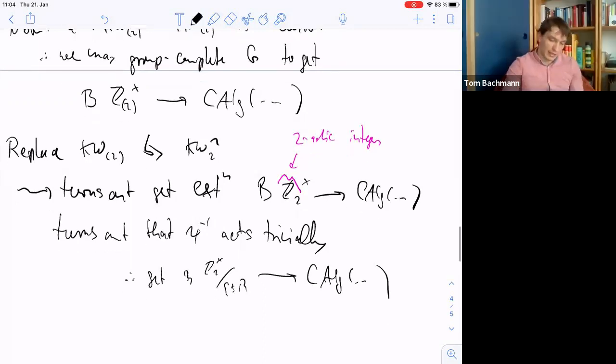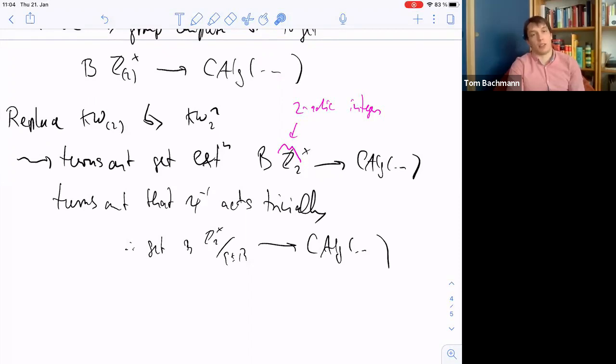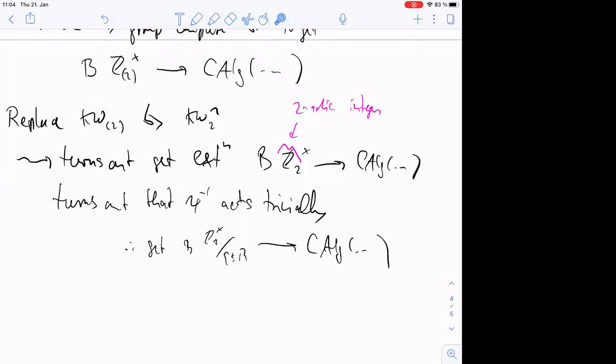Now for this last thing, yeah, Tom, sorry. For this last thing, that psi minus 1 acts trivially, you don't need to complete or do anything. No, right? I did not need that at all. This was true from the beginning. Okay. That's right. Sorry. Okay. Yeah, thanks.